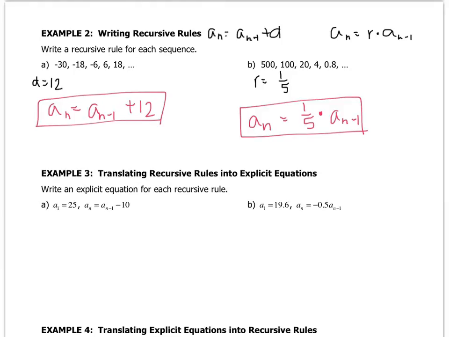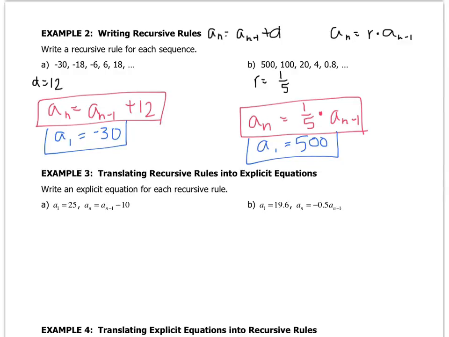Now, you also need to tell the person what the initial value is because, yeah, it's plus 12, yeah, it's 1/5, but if they don't know what the first term is, then they can't write the rule. So let's go back and let's add that the first term is negative 30. And here the first term is 500. So that's also very important to add when you're writing the rule.